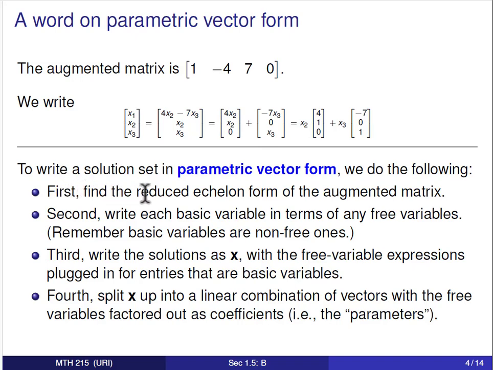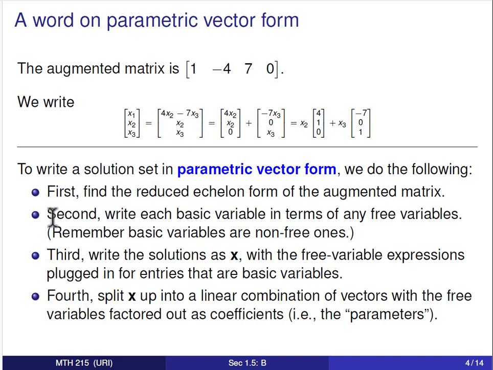First, you'll want to find the reduced echelon form of the augmented matrix, and that's what we started off with. Second, you'll want to write each basic variable in terms of any free variables, and remember, the basic variables are the non-free ones. So looking at this matrix, we can tell that there's a pivot position in the x1 column. So x1 will be a basic variable. x2 and x3 belong to columns that don't have any pivot positions, so they're going to be free variables.